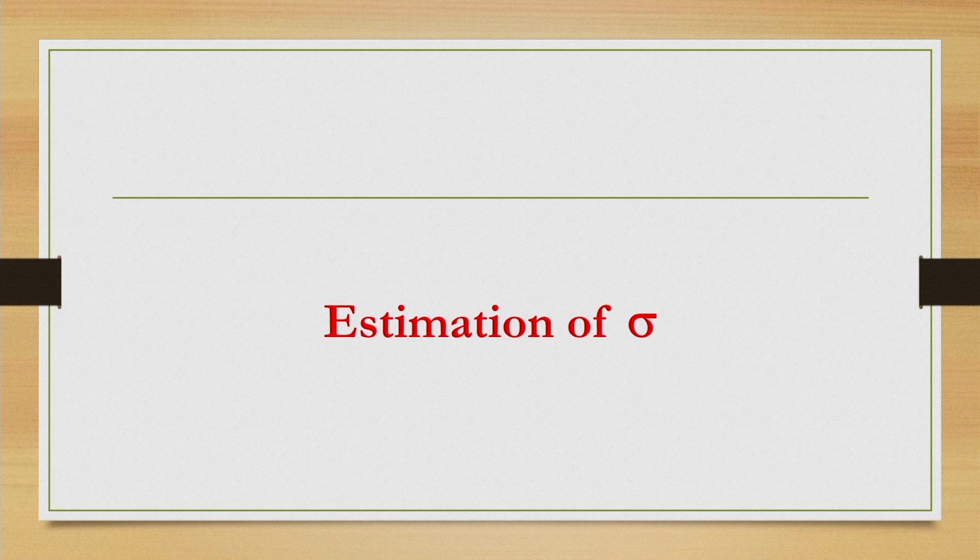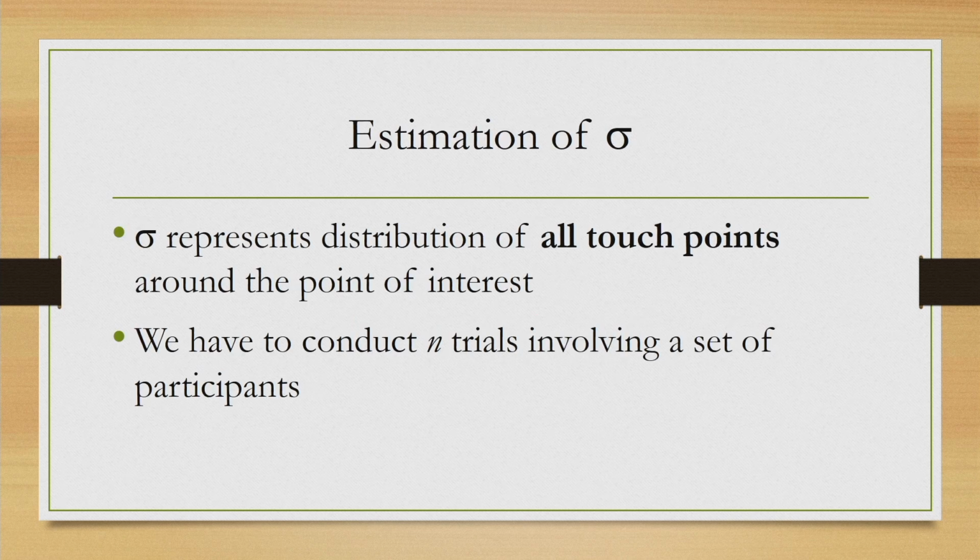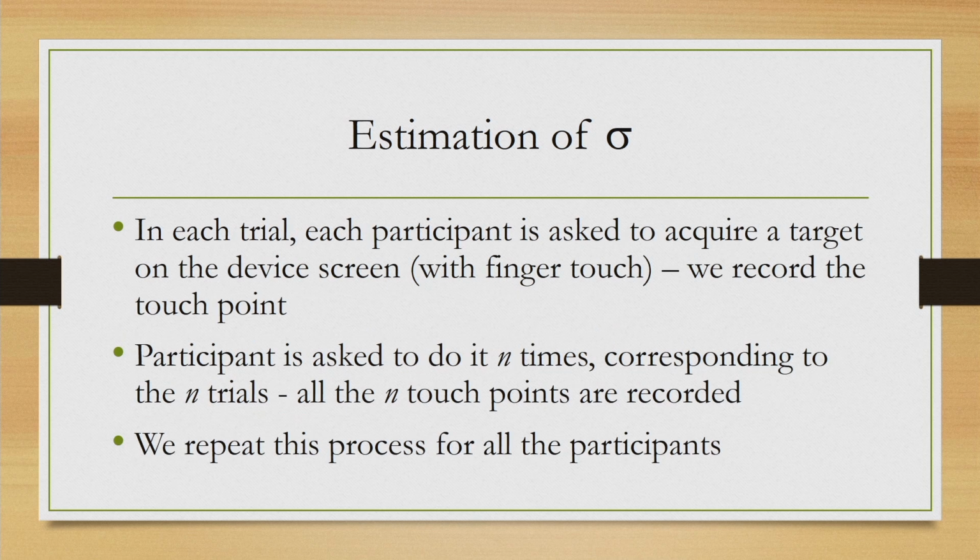Now, let us first discuss the determination of the standard deviation for the overall distribution of touch points. So, in this case, what we need to do? We need to conduct n trials involving a set of participants, which is common for all empirical studies. Then, in each trial, each participant is asked to acquire a target on the device screen, which of course has to be done with finger touch, and we record the touch point.